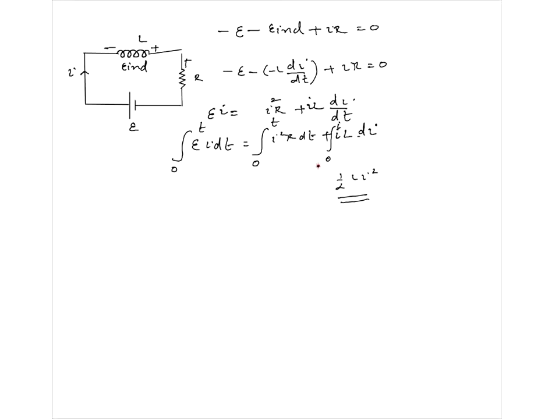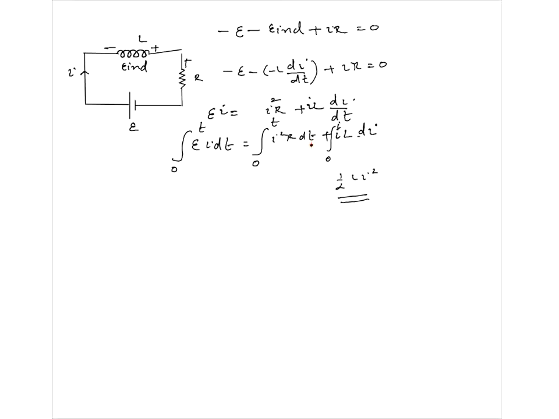So let me also say that I'm talking about a growth circuit. At t equal to 0, nothing was there, and suddenly the switch was closed at t equal to 0. So when t is 0, current is 0. When t is t, current is I. Now look at this, and look at this.